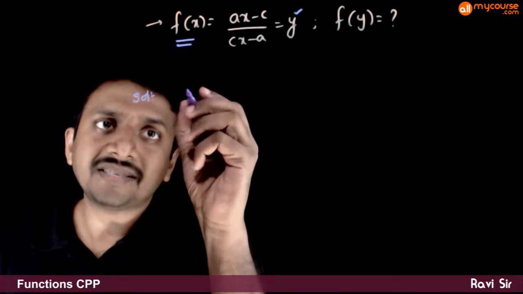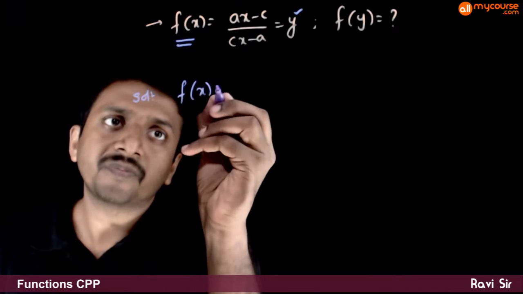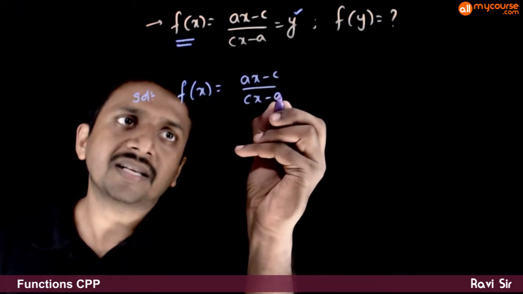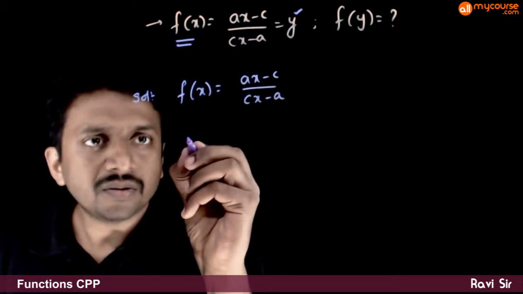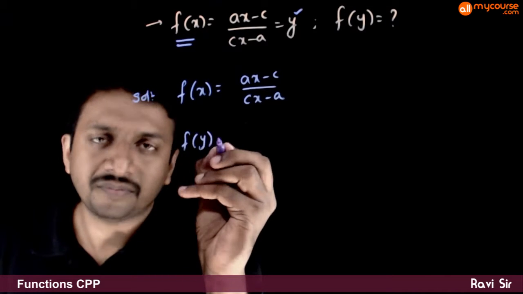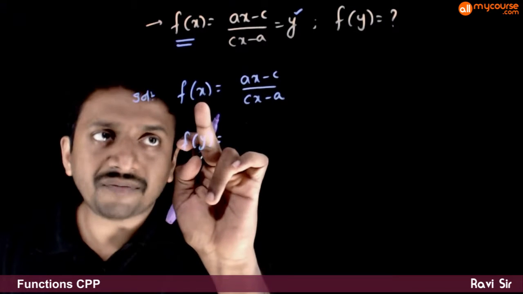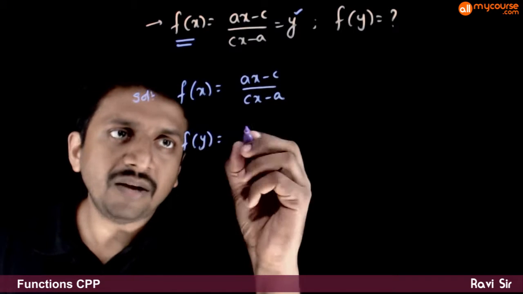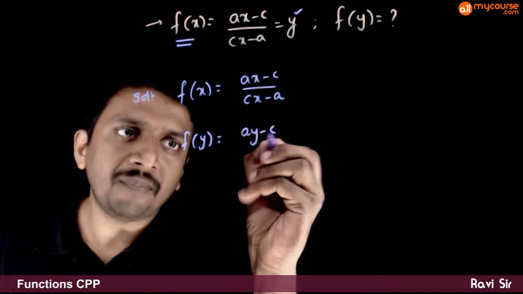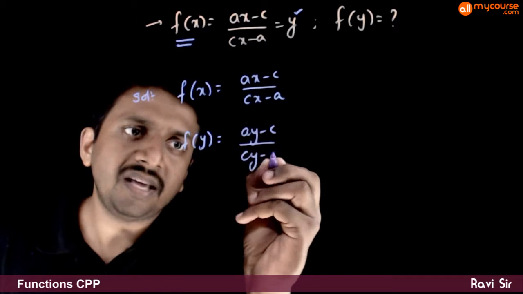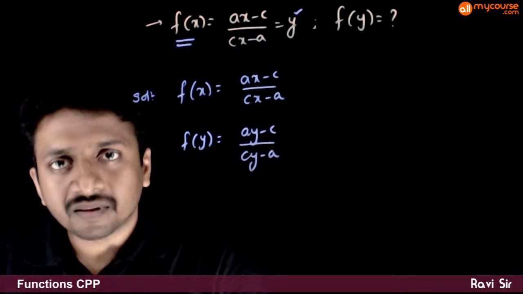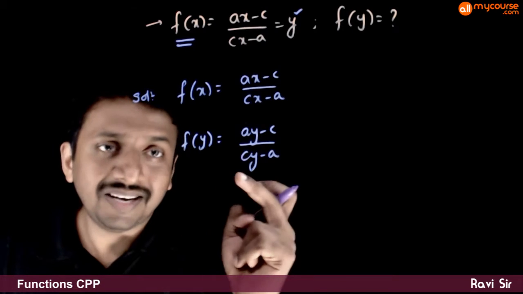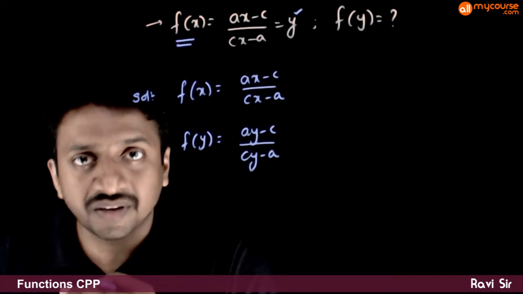So f of x is (ax minus c) by (cx minus a). So what is f of y? In one way, if x goes in, you get (ax minus c) by (cx minus a). If y goes in, you get (ay minus c) by (cy minus a). But you can see that the options are given in terms of x. So you need to convert this in terms of x.